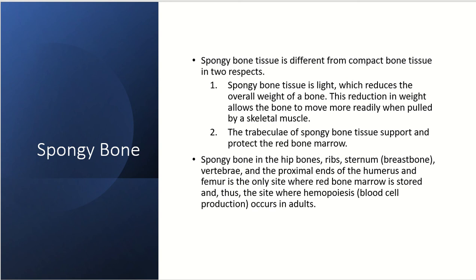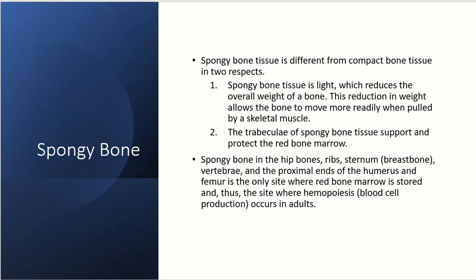The second main way that spongy bone is different than compact bone is that the trabeculae of the spongy bone tissue are going to support and protect the red bone marrow, as opposed to the yellow bone marrow that we would see often in compact bone.